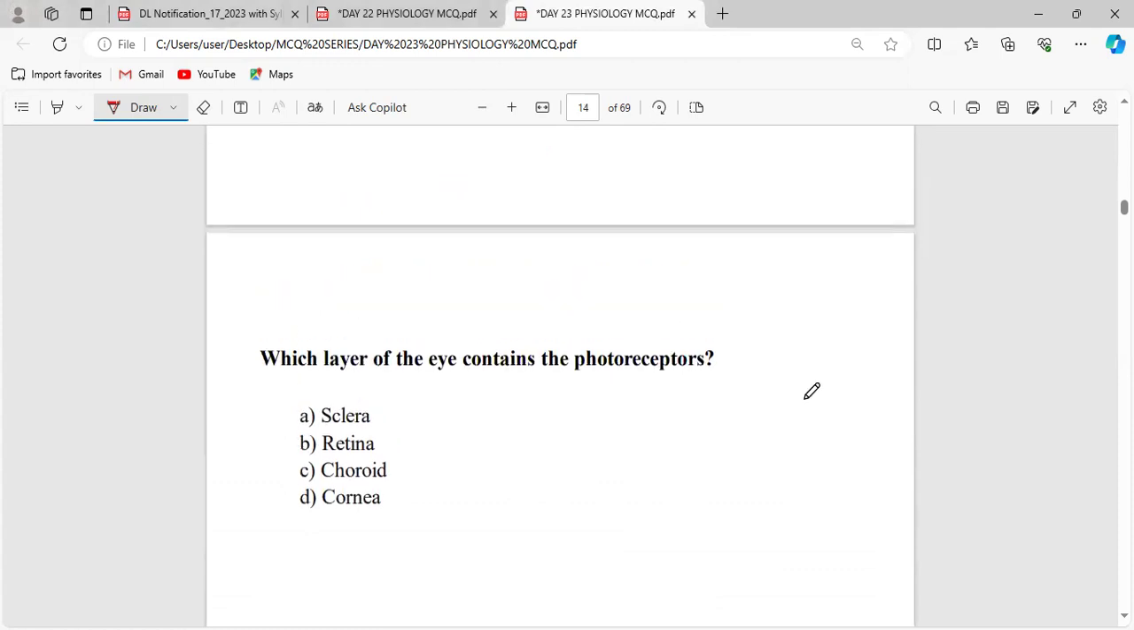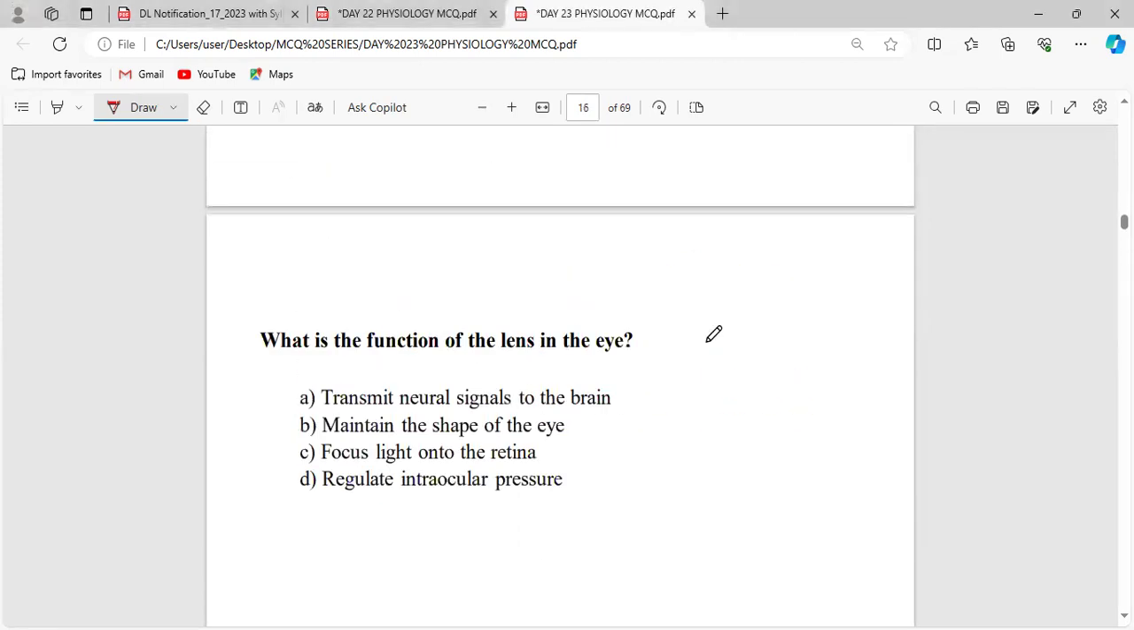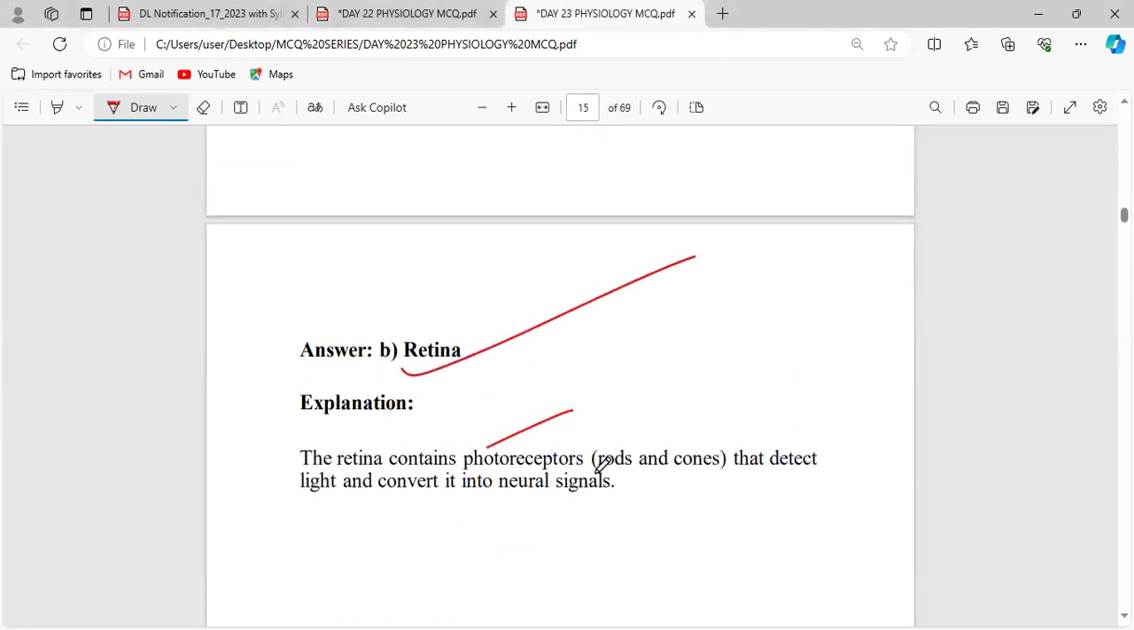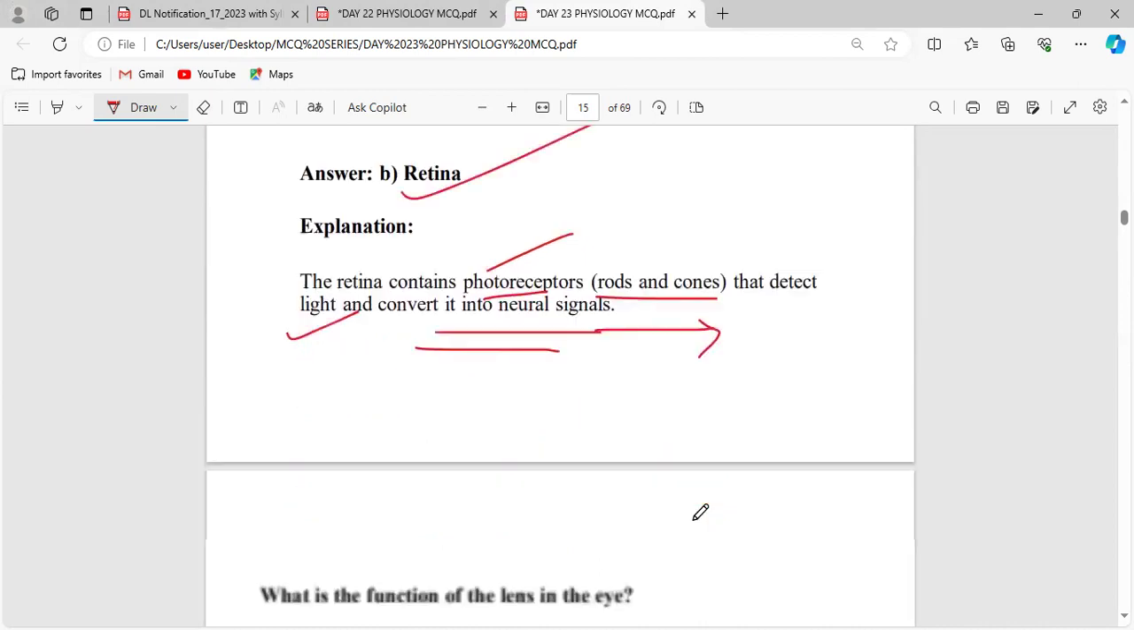Which layer of the eye contains the photoreceptors? Don't think too much about these questions. We have to finish here and solve questions related to the ear also. That is nothing but the retina. And what are the photoreceptors? Rods and cone cells. These photoreceptors detect the light and convert it into a neural signal that has to be taken to the brain, and the nerve which takes the signal to the brain is the optic nerve.